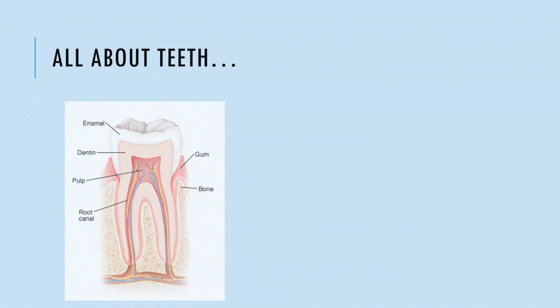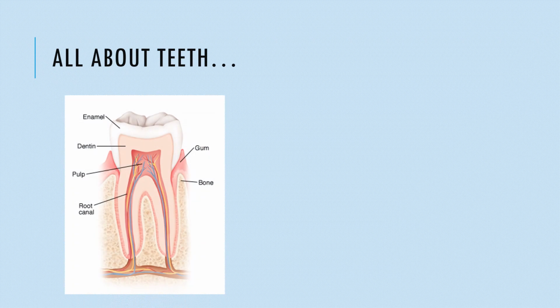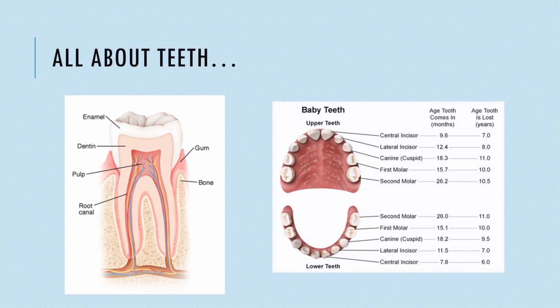All about teeth. Here is a picture of the layers of a tooth. The outermost layer is called the enamel, and it is the hardest layer. The inner layer is called dentin, and it is the largest part of the dental tissue. In the middle there is the pulp, and it is the soft tissue that contains the blood supply and the nerves. And the root is the bottom portion of the tooth that secures the tooth in place.